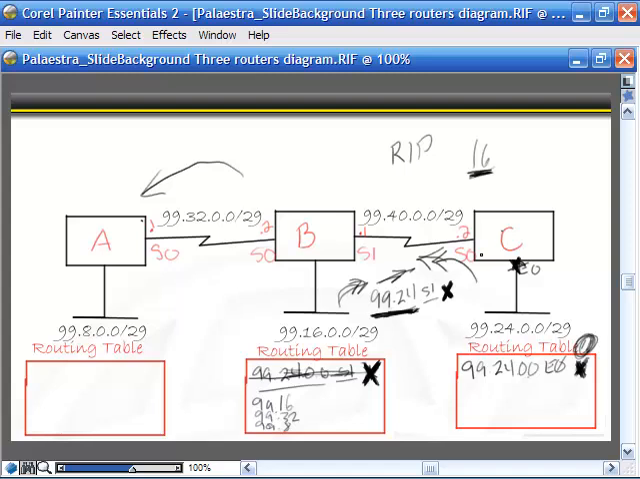Convergence is the amount of time it takes for B and C to realize that the 99.24 network is down from the time it goes down. Convergence. It's the amount of time it takes for everybody to get updated with the appropriate information. So that's route poisoning.